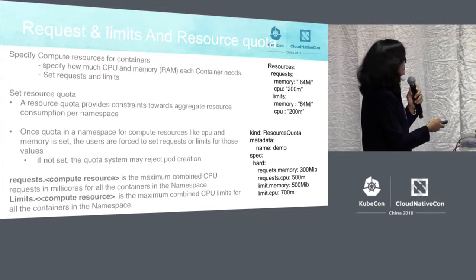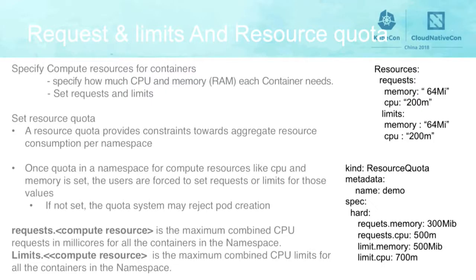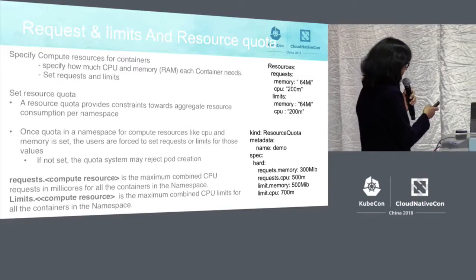So right here is an example of a resource quota. You can specify request.memory and request.cpu, which is the value specified there, and it really tells Kubernetes the maximum combined CPU request, or the compute request in units, for all containers in the namespace. So it really sets the quota up.